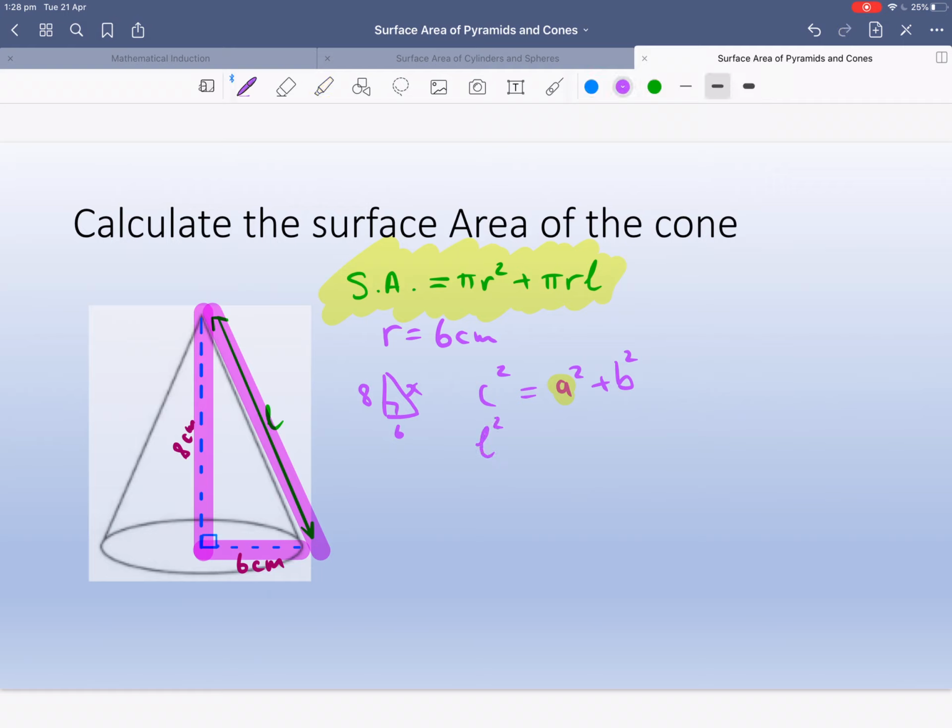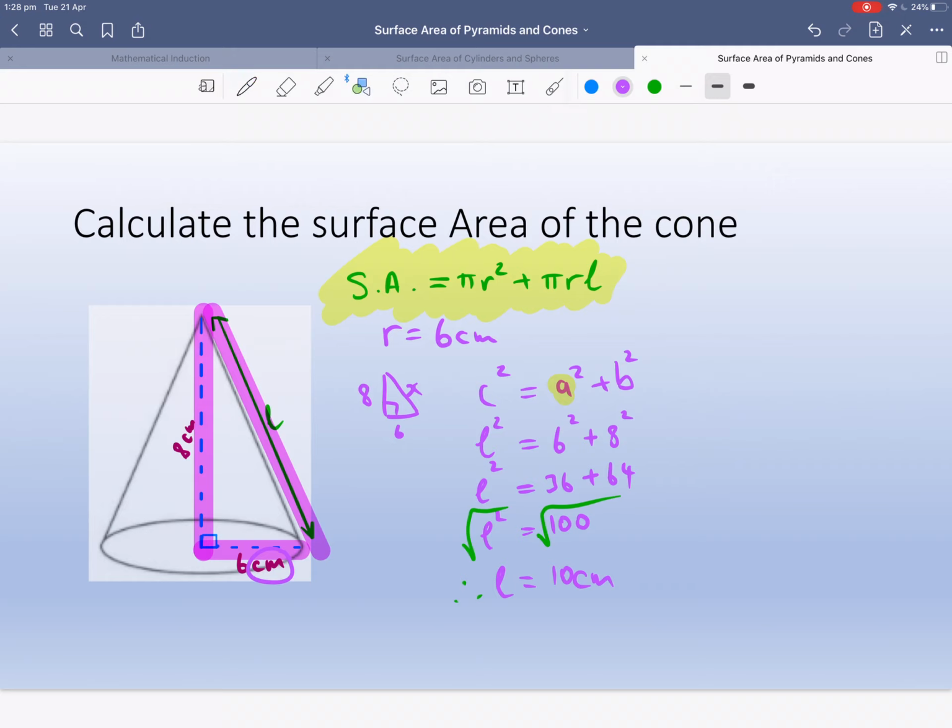So I'm going to write it as L squared. Now A and B don't matter, so I'm just going to start with 6 squared plus 8 squared. So let's go L squared equals 6 squared, that's 36. And 8 squared is 64, sorry. So that's going to be L squared equals 100. Now, to get rid of our square, we've got to do square root to both sides. So therefore, our L, or our slant, will be 10. Okay? And our units are centimetres, so I'm going to put that in as well.